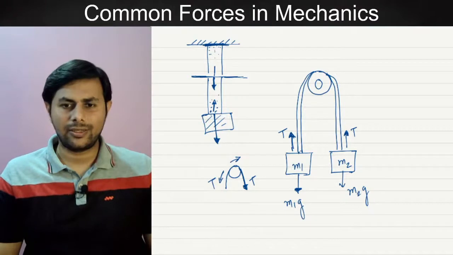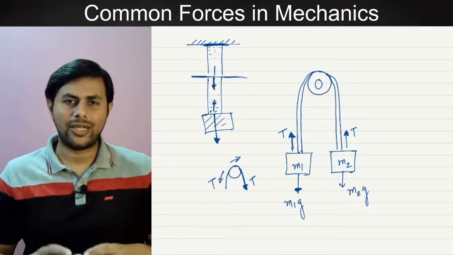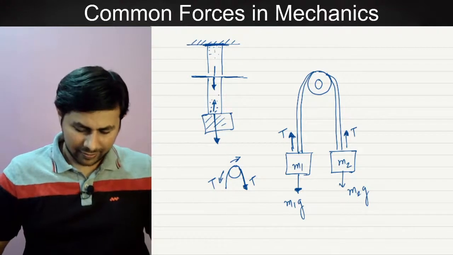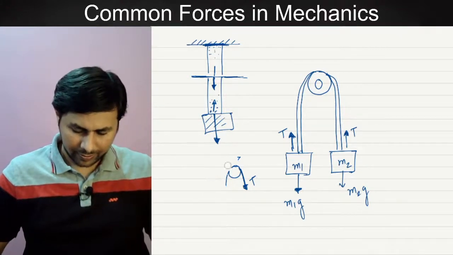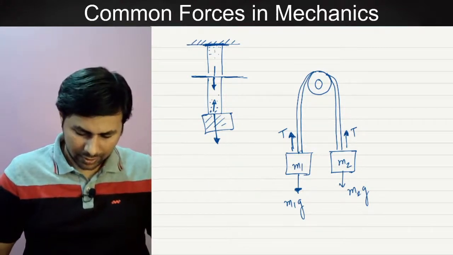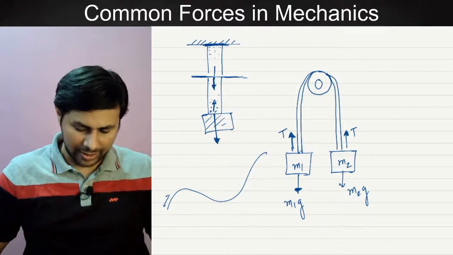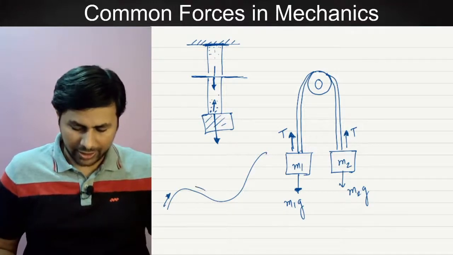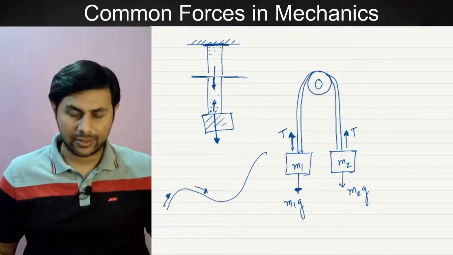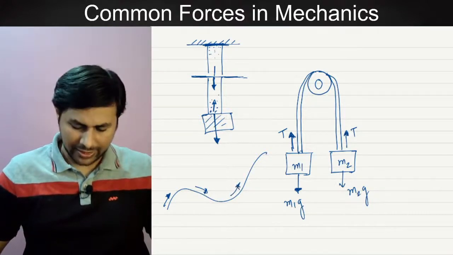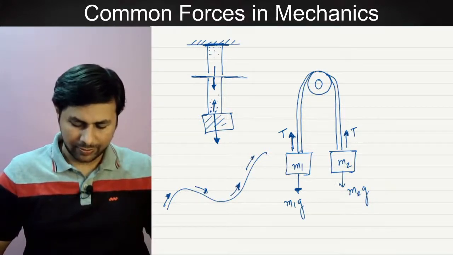Okay, so is it clear? Tension has no specific direction. It acts along the rope, but if the rope is like this, then tension at this point will be directed like this. At this point, it will be directed like this. So it always acts along the rope.